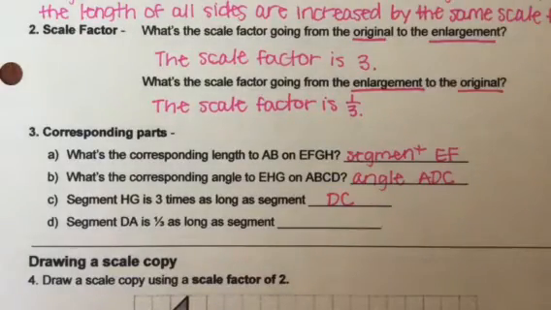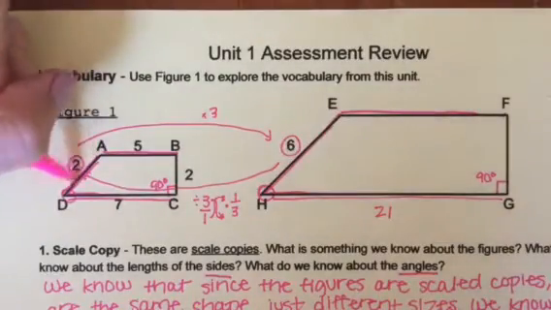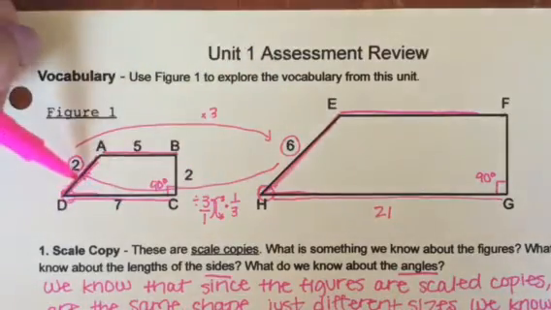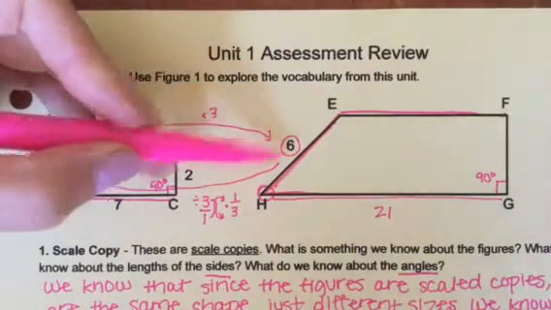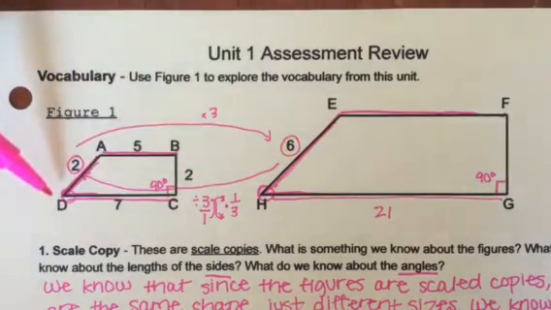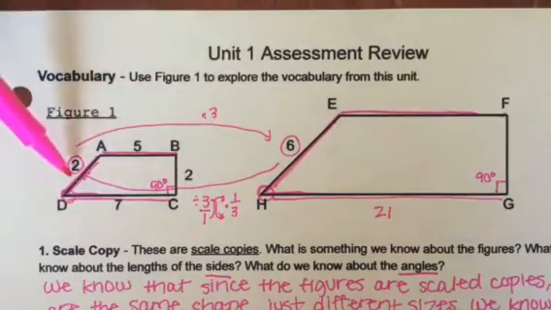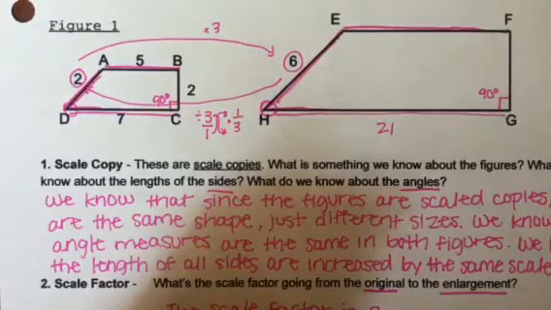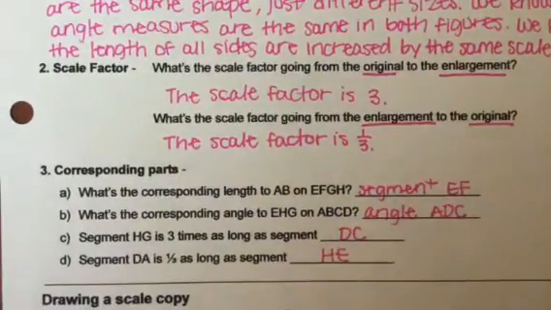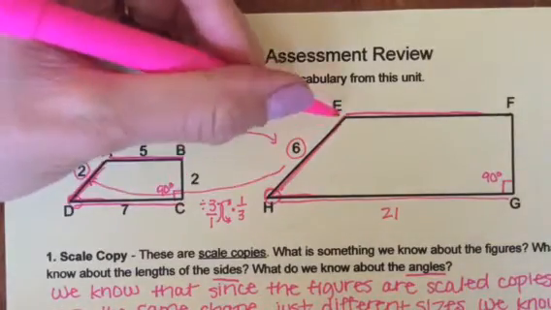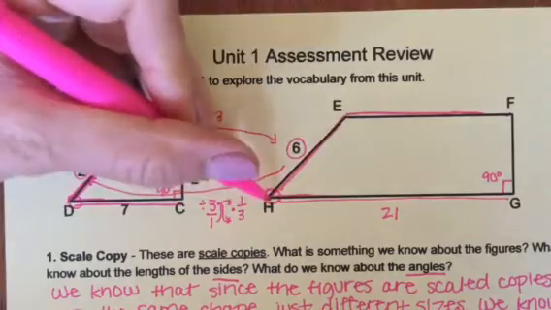Question D, segment DA is 1/3 as long as segment what? Well, again, we're talking about DA, and we know that this is 1/3 of segment EH because that's where we originally found that scale factor going from our enlargement to our original, multiplying by 1/3. 1/3 of 6 is 2. So that's going to be that segment DA is 1/3 the length of segment HE. And I know I said it a little bit incorrectly earlier. Because it specifically says D to A, you need to make sure that you're starting from H to E because those are our corresponding points. D corresponds with H.